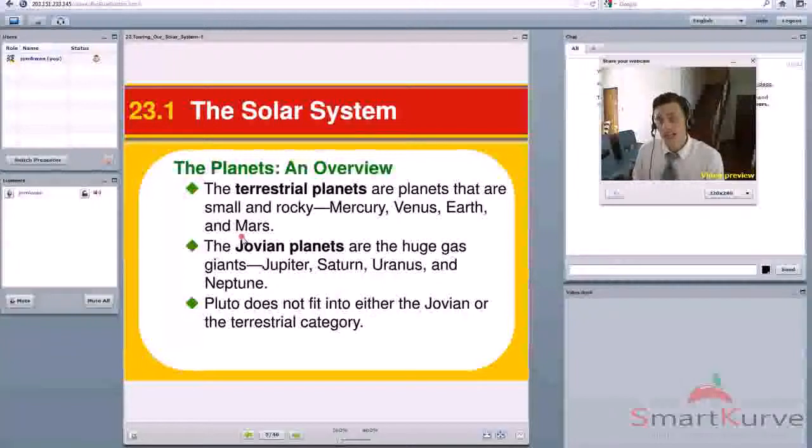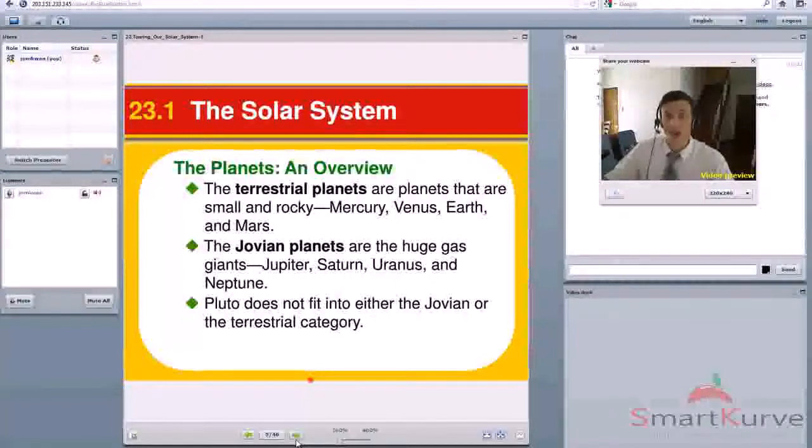Pluto, that last little one, does not fit into either the Jovian or the terrestrial category. So depending on what book you're reading, Pluto might be considered a planet and it might not be considered a planet. There actually is still a lot of debate among scientists about that question. Do we consider Pluto to be a planet? But whether we consider it a planet or not, it doesn't really fit into either category.